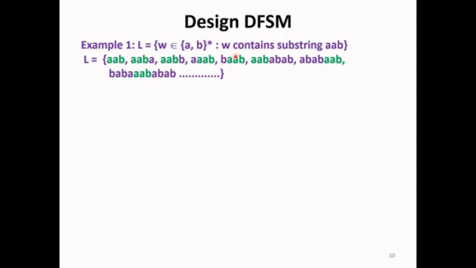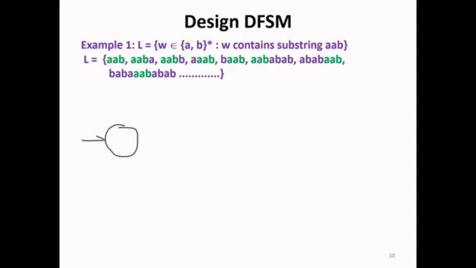So how to design? There are two steps. First step is satisfy the language. So what does the language state? W containing substring AAB. What is the first string accepted by this language to be accepted by DFSM? AAB. String length is 3. Then initially we need 4 states to design an FSM for this string AAB. So let us start designing.